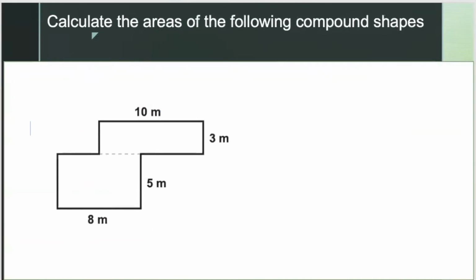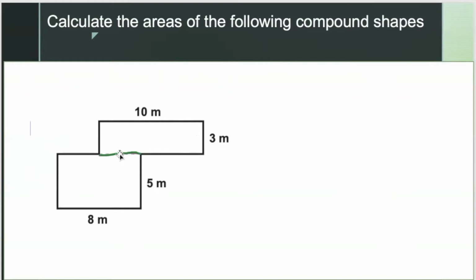Suppose I have a compound shape. Here we go. How do we find the area of this compound shape? Now to find the area, as you can see, I have a dotted line here already. I am going to divide it into 2 figures. So we separate this and I can see 2 rectangles. This is one rectangle and this is another rectangle. So I am going to separate them.